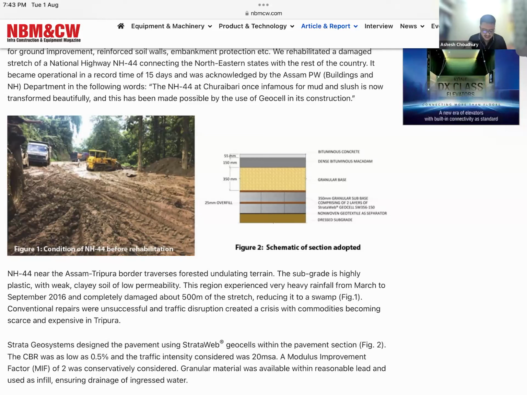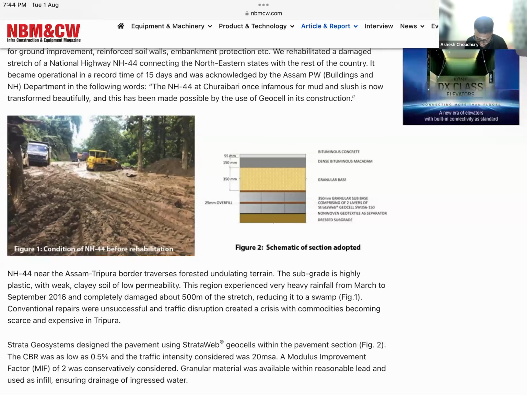So this was the condition of the road. Every time after the monsoon season, the road condition is something like this, as shown here. After that, what was done? Geocell was used. So the engineers decided to use it. The schematic of the section is shown here in figure 2.